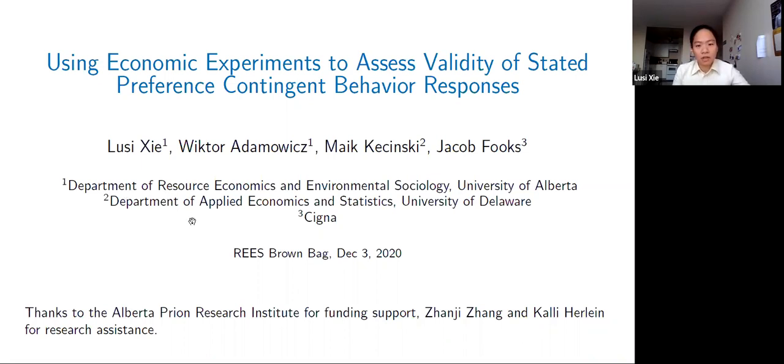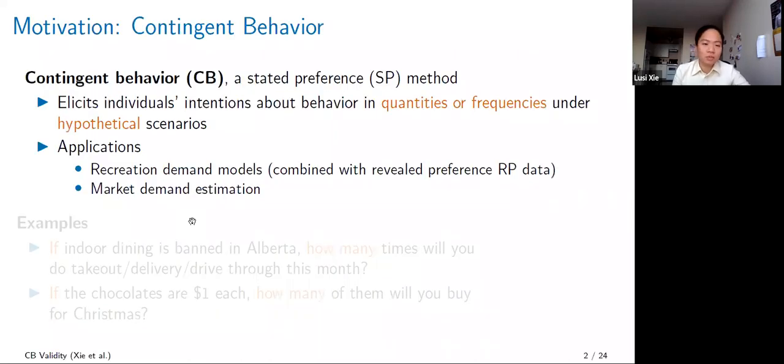So the first question I want to answer, or you might have, is what is contingent behavior? We actually had a discussion within our group. So these two words, contingent and behavior: is behavior contingent on something? The behavior we are looking at in this paper is intended behavior in quantities or frequencies. And that something is hypothetical scenarios. So put them together, contingent behavior is a stated preference method that is used in environmental economics or other literatures where field or natural experiments are not feasible.